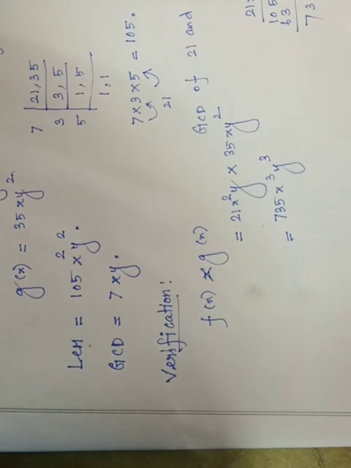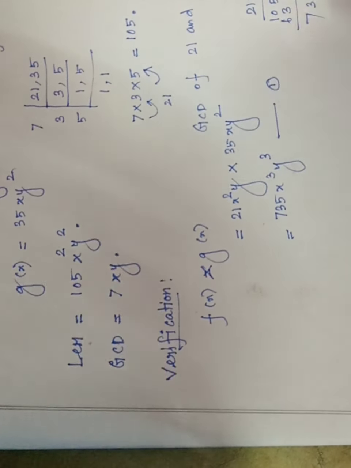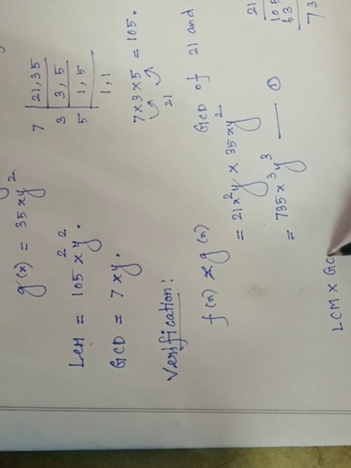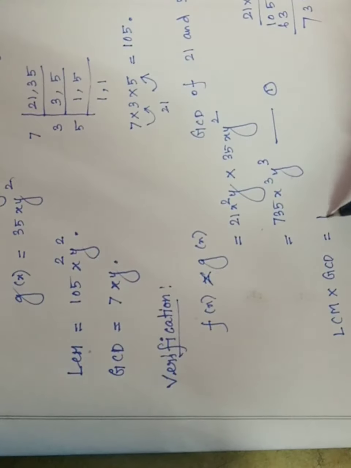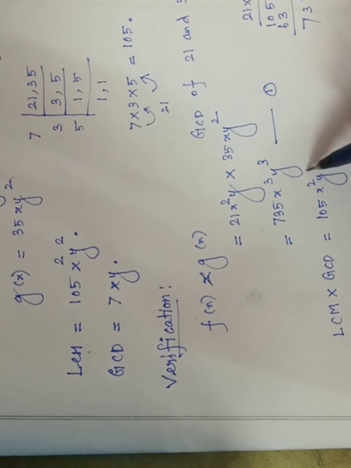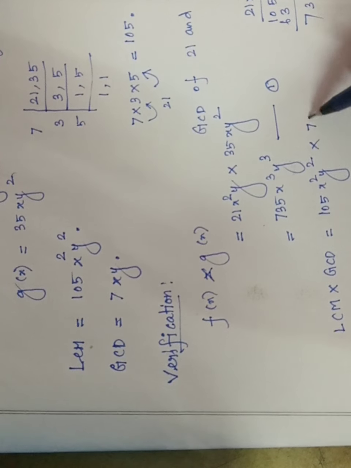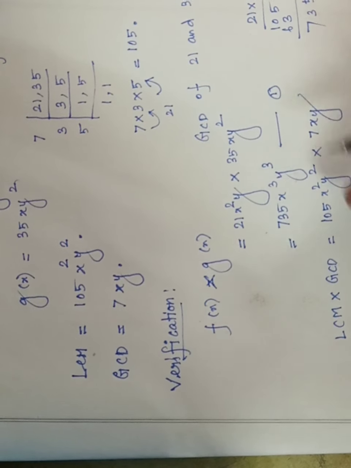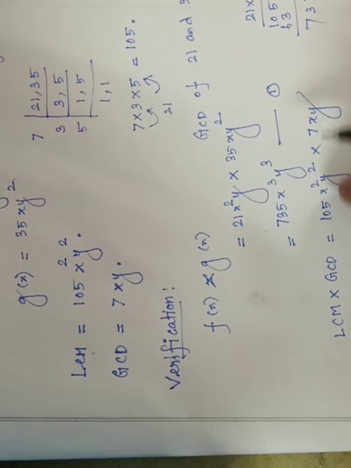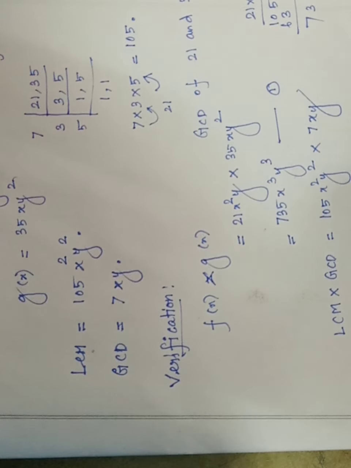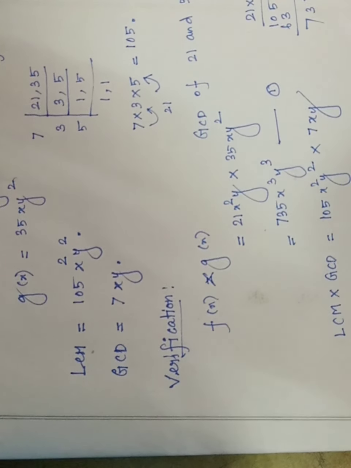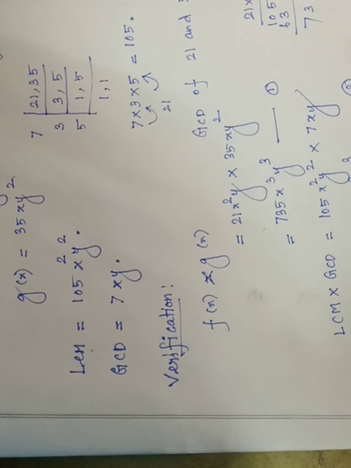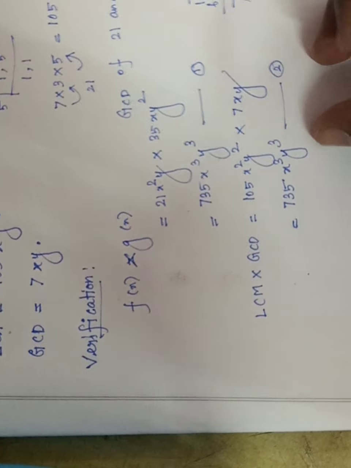Verification: f of x into g of x we take as 1, which means LHS. Then LCM into GCD. We found LCM, that is 105 x square y square, into GCD, that is 7xy. So 105 into 7, it is very easy. 100 into 7, 700, and 7 into 5, 35. So 735 directly we can write. And x square into x, x cube, and y square into y, y cube. So this is number 2. Otherwise you can take right hand side, this is left hand side.